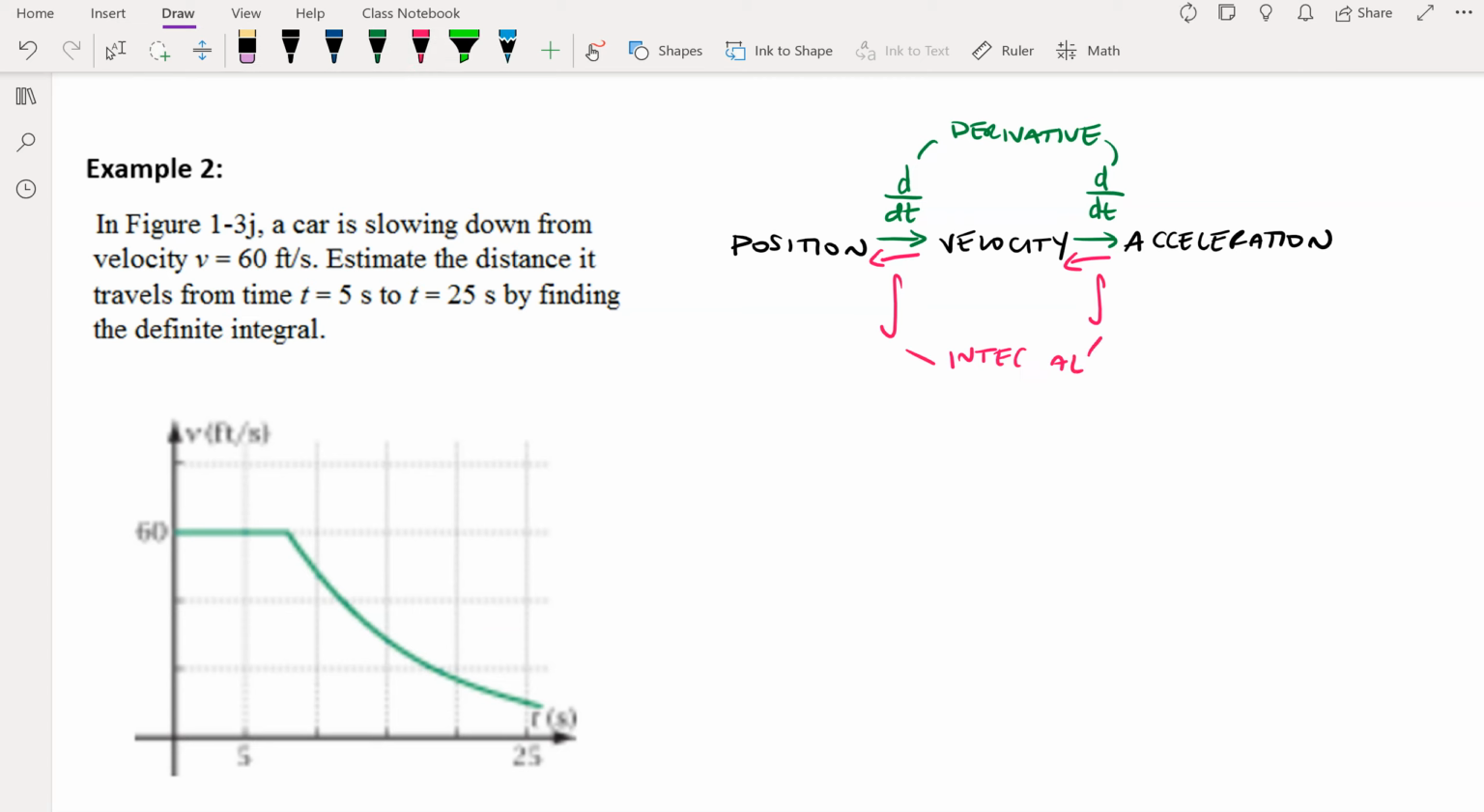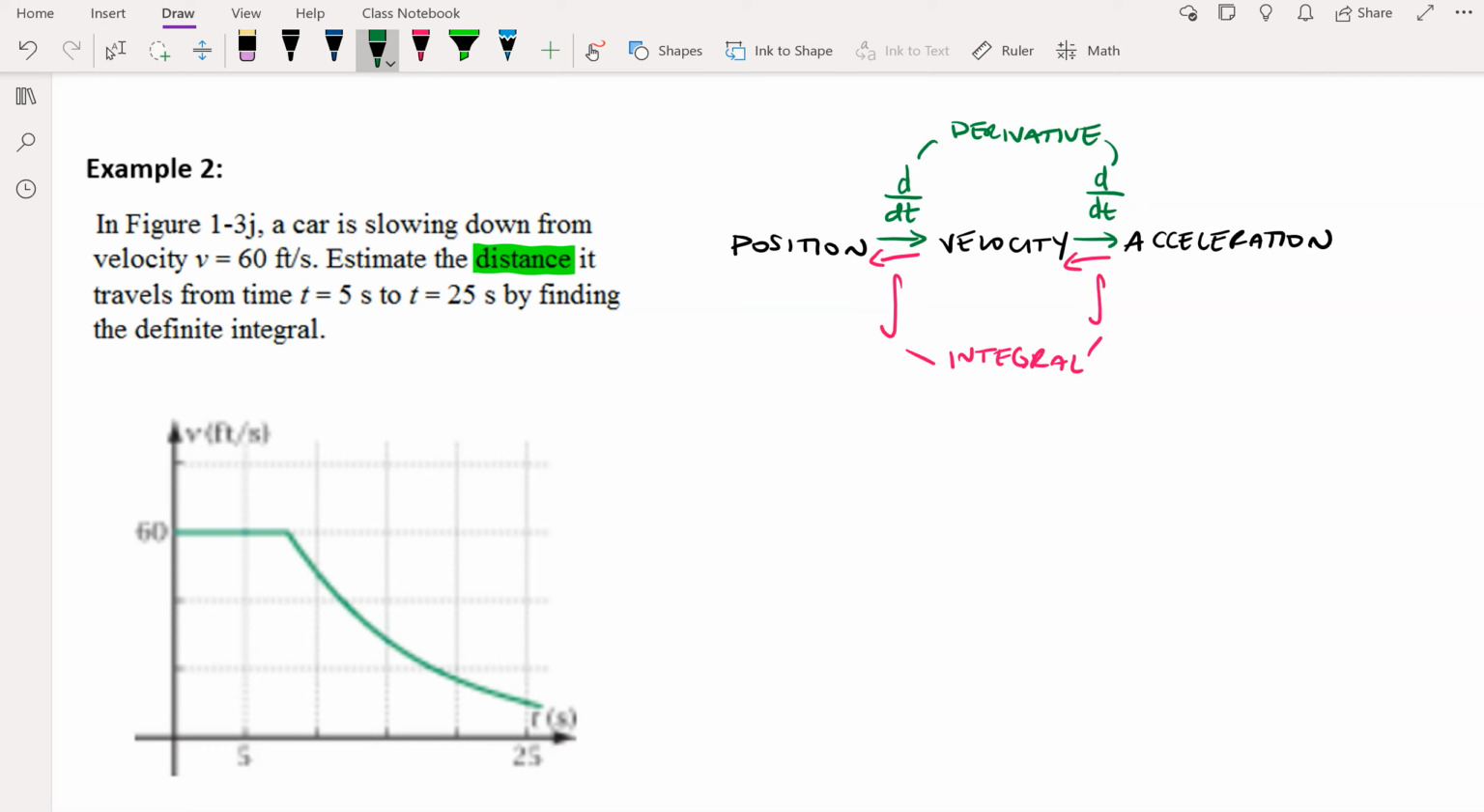Why am I going over this? Well, let's look at what this question asks for. This question asks for the distance. Let me highlight that. This question wants the distance. Well, which one of these most likely has units of distance?